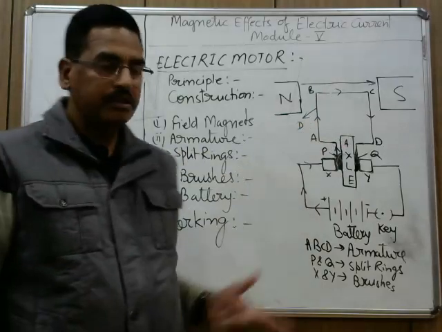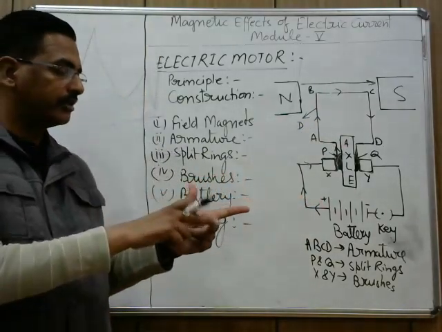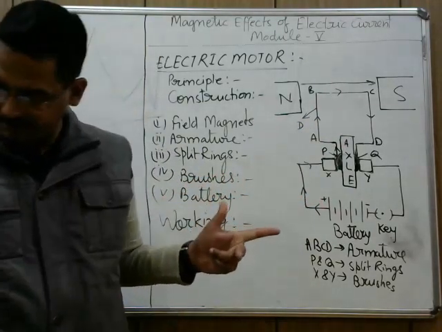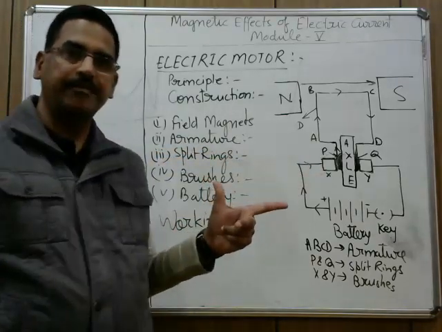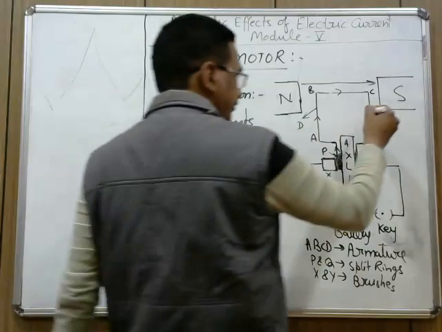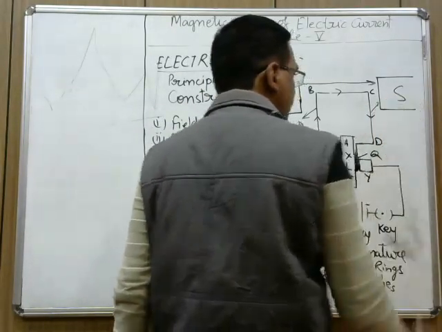Now what about CD? Current is flowing from C to D, and the direction of magnetic field is the same. So the force is upward.